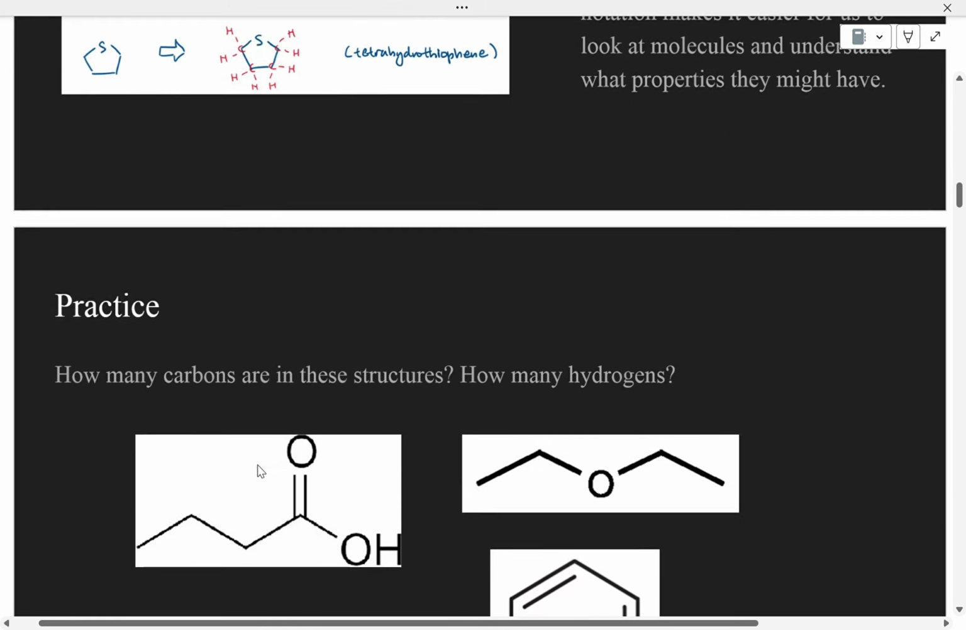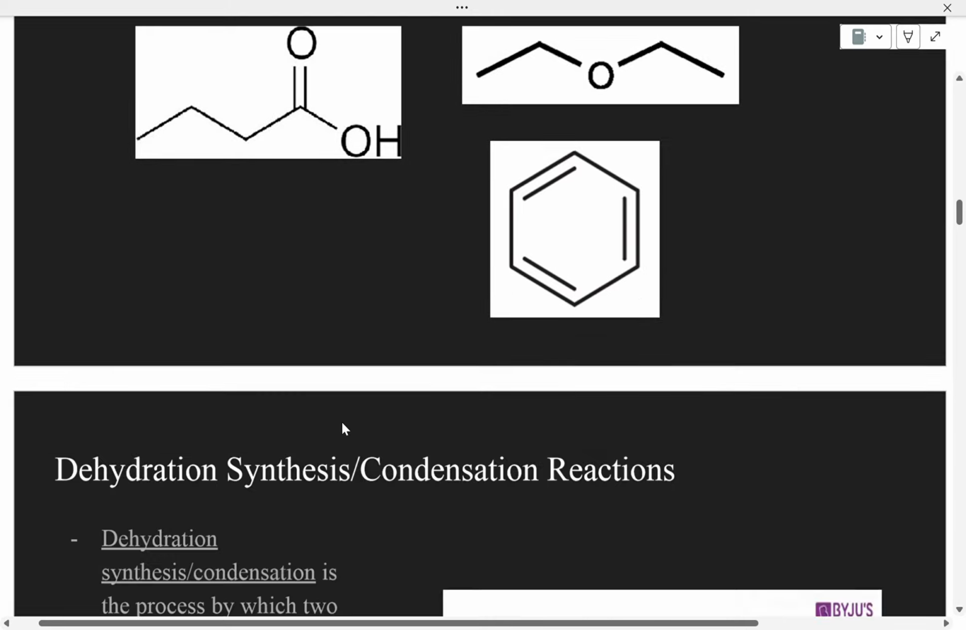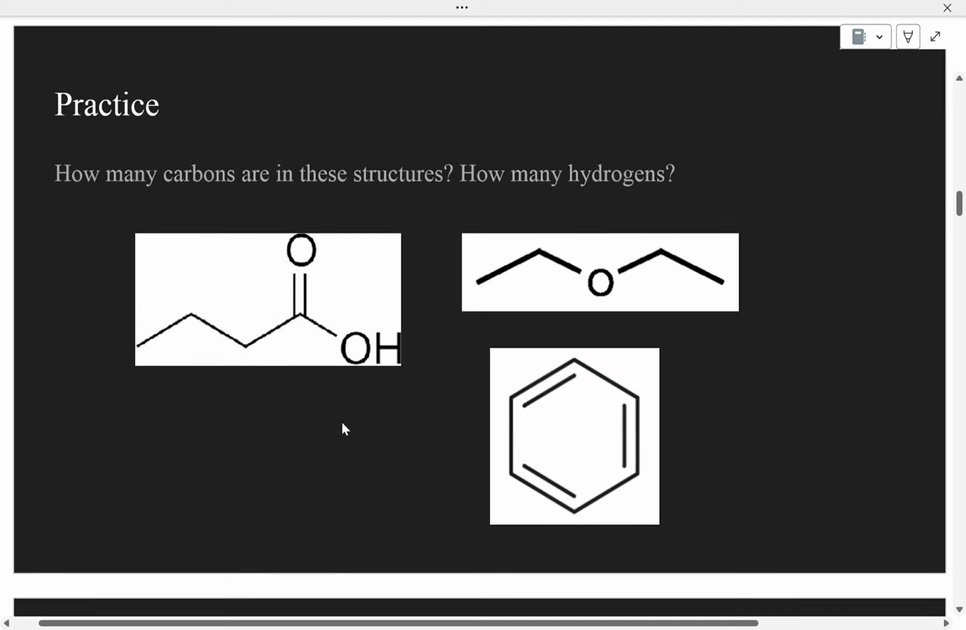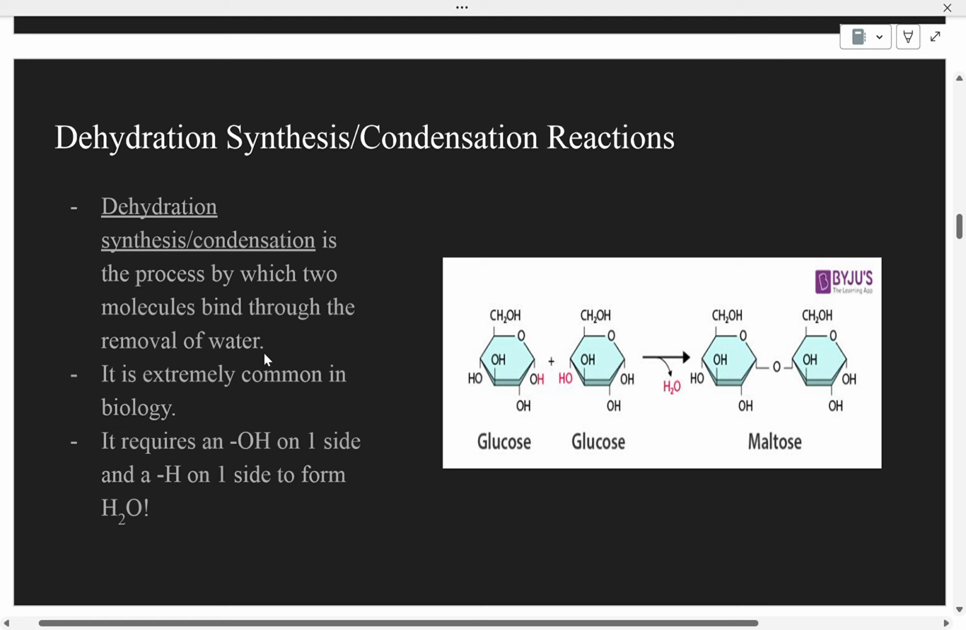Then here's some practice. Try to identify how many carbons are within these structures, and also how many hydrogens there are as well. So we'll see this notation continuously from now on, so we'll have to get used to this way of drawing the molecules. All right, so let's go over some basic reactions that we'll see everywhere in biology.